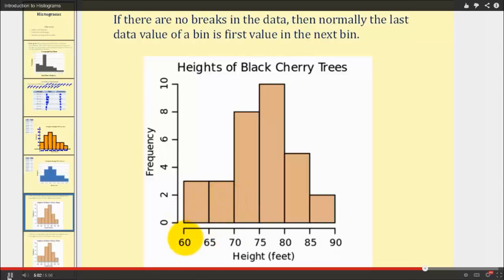This first interval is from 60 to 65, where if we use interval notation, it would be closed on 60, meaning it includes 60, but open on 65, meaning it does not include 65. The next interval would be closed on 65 and open on 70. The value of 70 would be in this third interval. The third interval would be closed on 70, meaning it includes 70, but open on 75, meaning it does not include 75, and so on.